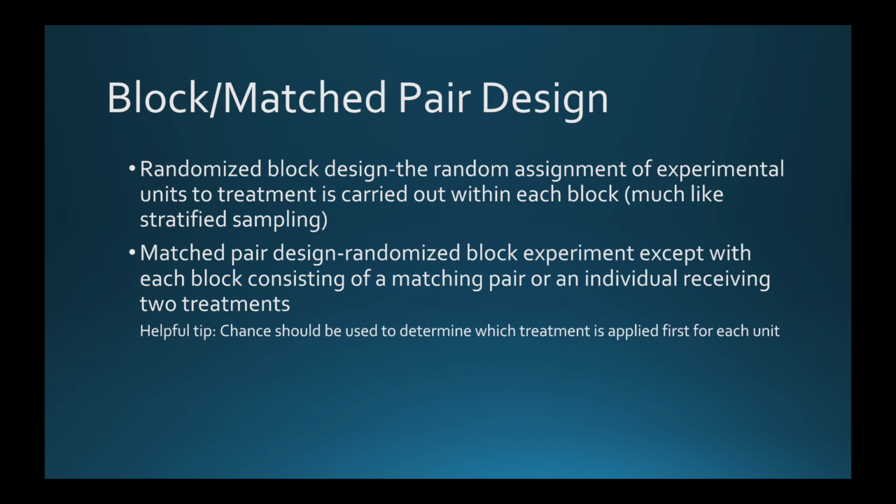Another type of design is a blocked and matched pair design. This block design is the random assignment of experimental units to a treatment, which is carried out within each block. What you need to know is that this is exactly like an experimental version of stratified random sampling. A matched pair design is a randomized block experiment, except with each block consisting of a matched pair or an individual receiving two treatments.